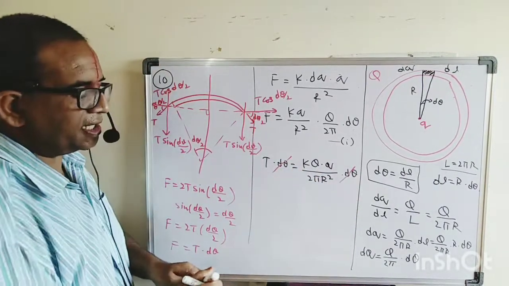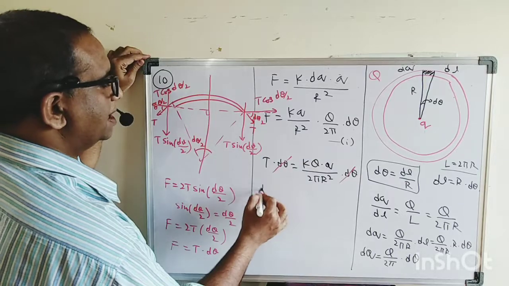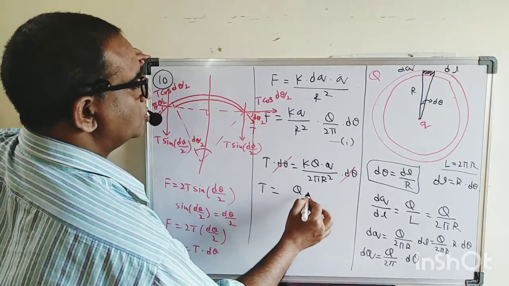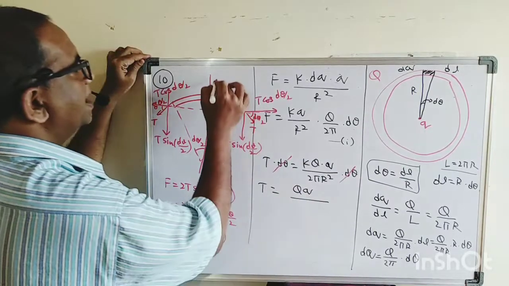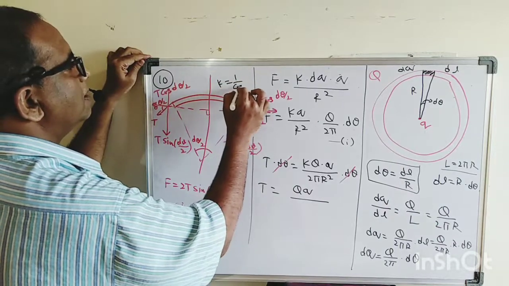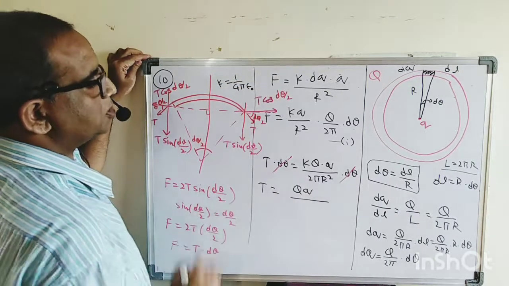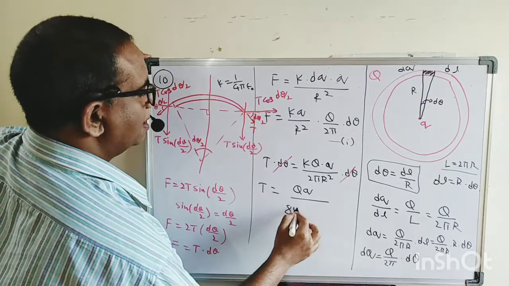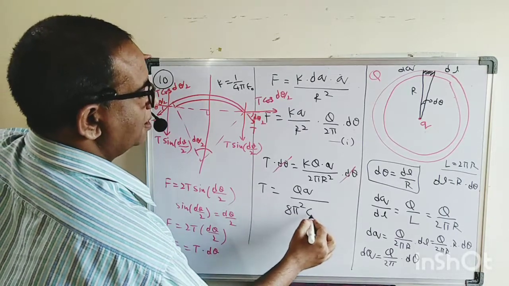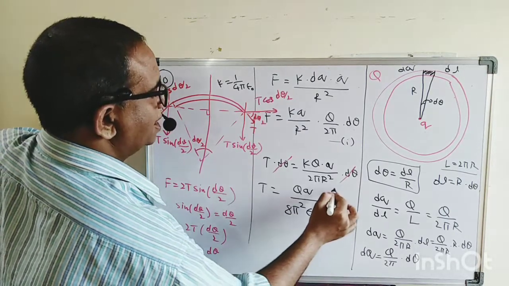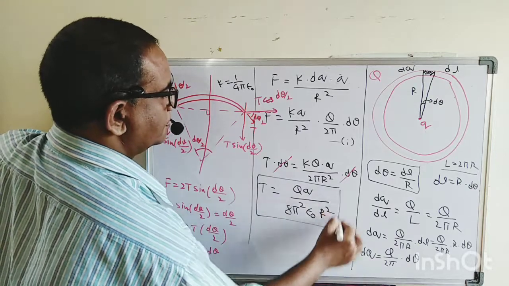Therefore, what is the tension in the ring? The tension in the ring is nothing but kQq by 2 pi r square. The k value is 1 by 4 pi epsilon naught. Let us substitute that here. Therefore, what you will get here? Qq by 8 pi square epsilon naught R square. That is the tension in the ring.